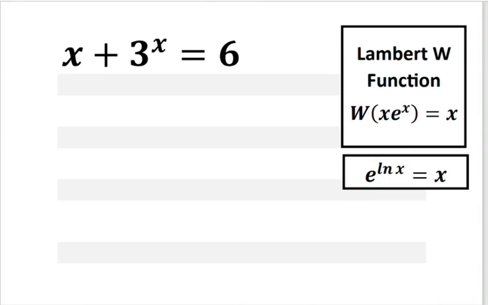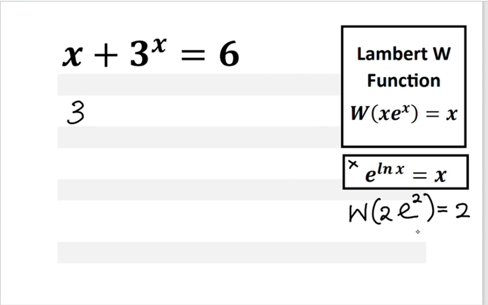To solve this problem, we're going to apply this formula and the Lambert W function, which states that the W function of x exponential x is equal to x. So for example, if I have the W function of 2 exponential 2, this is simply going to give us 2. So we're going to apply these functions and these formulas to solve this problem.